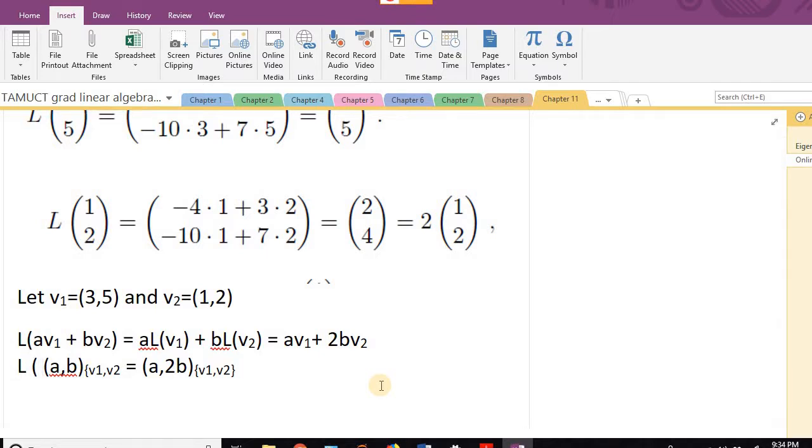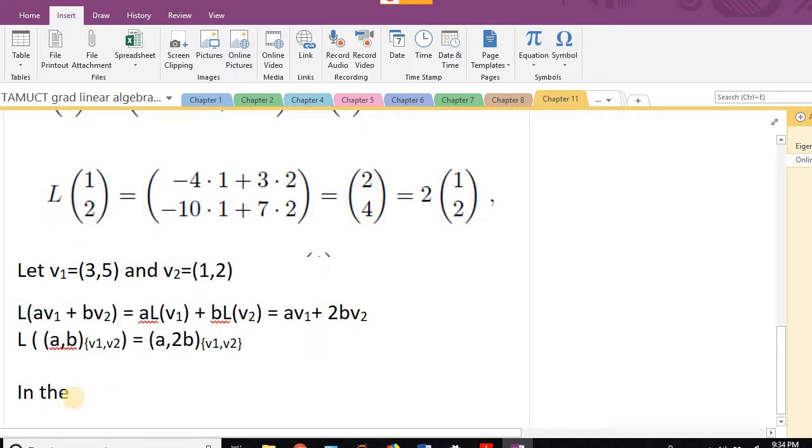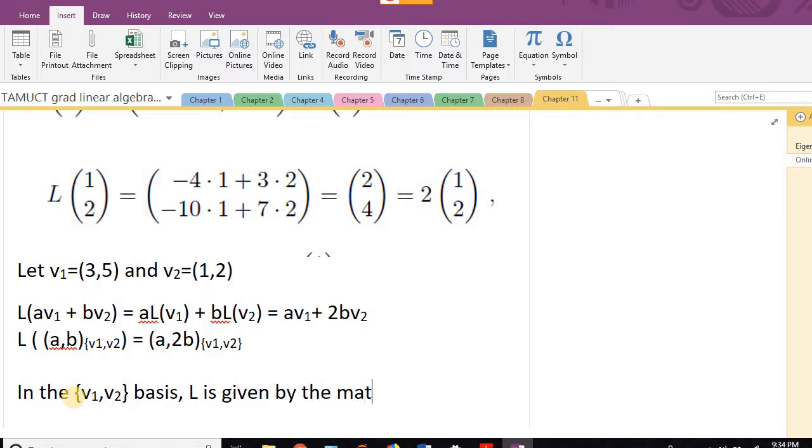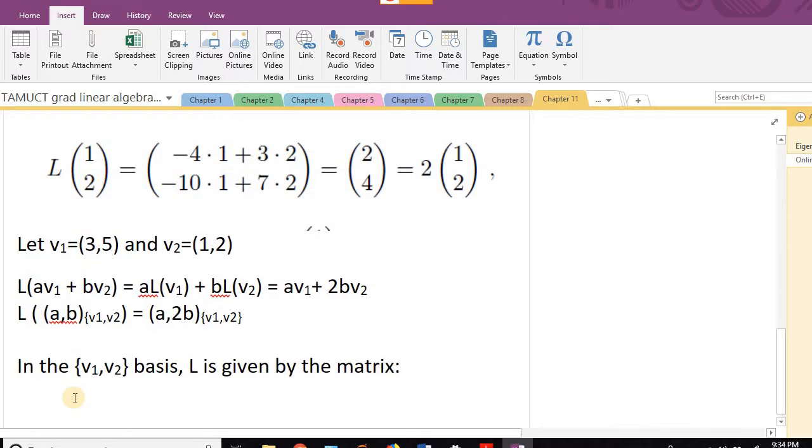And I should put another parentheses here. Okay. So in the V1, V2 basis, this vector is (A, B). And in the V1, V2 basis, this vector is (A2, B). So that means that in the V1, V2 basis, L is given by the matrix. By what matrix? 3, 5, 2, 4? Nope, nope, nope. You want to be looking at these vectors.